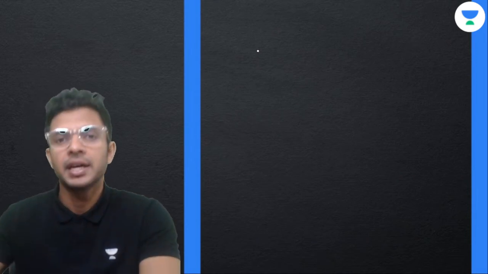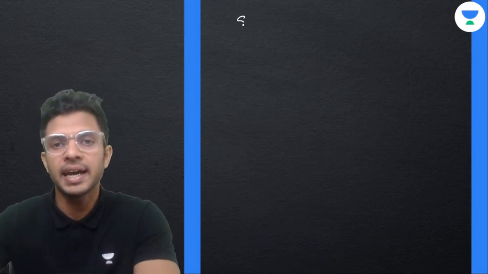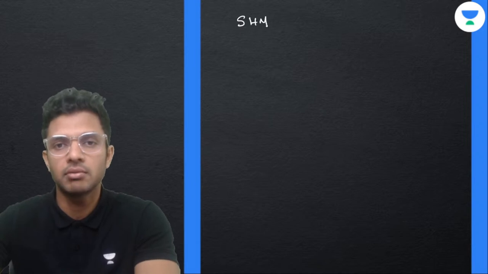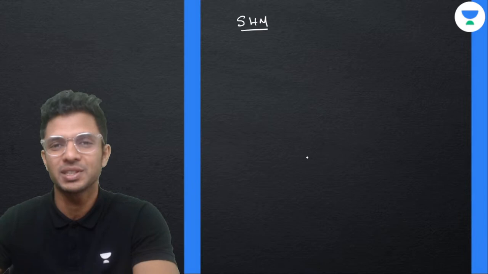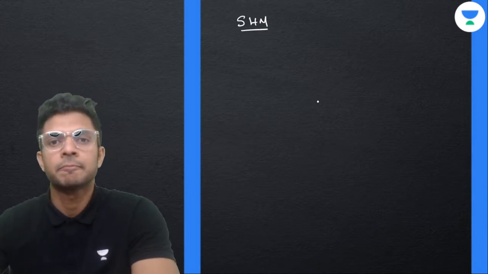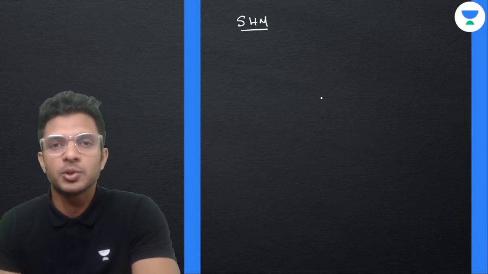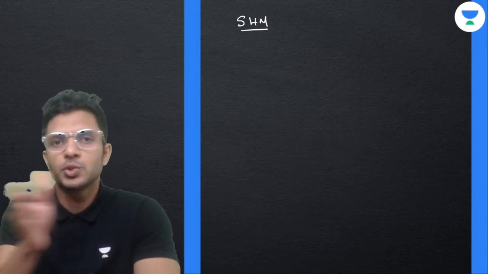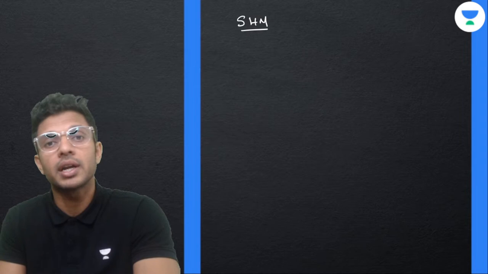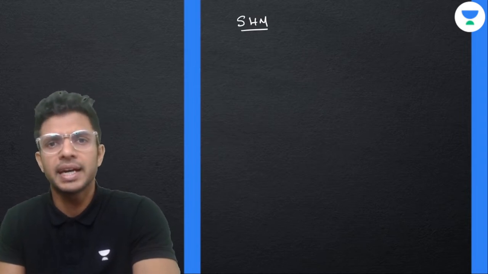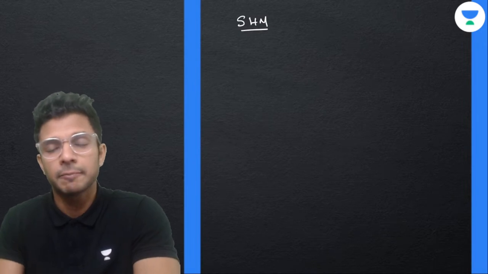Fine. Now, everyone write the heading SHM. What is this new topic, sir? It is short form for simple harmonic motion. We know what an oscillatory motion is, right? Meaning a to and fro motion about a mean or an equilibrium position, we call it an oscillatory motion. We already have discussed this, right?